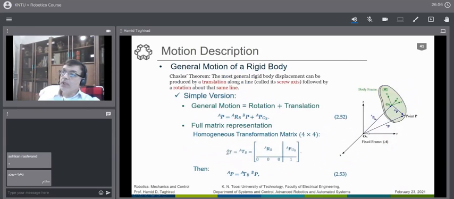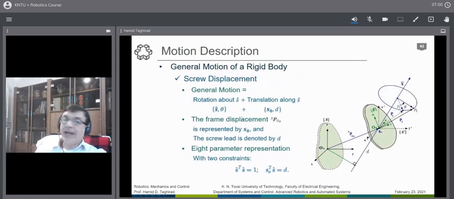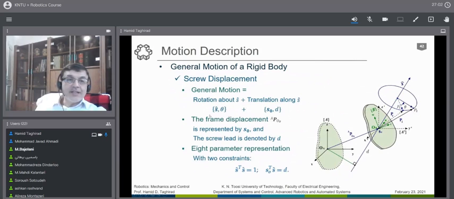Here we call it POB, as you see here. Here we call it S0 to have a translational form as we have here.